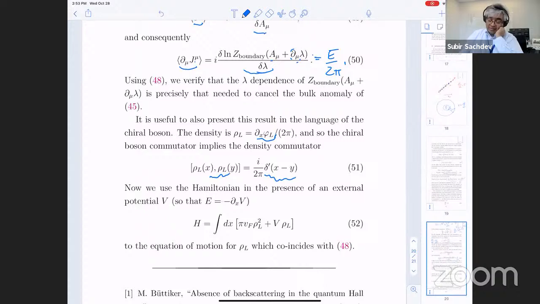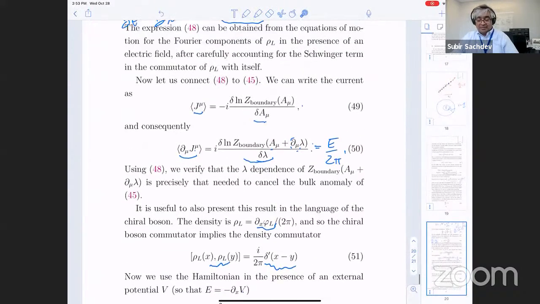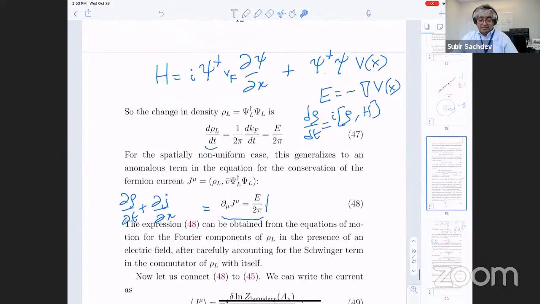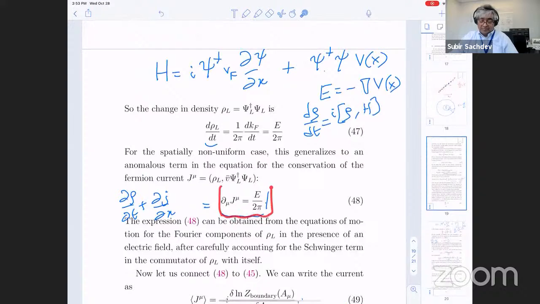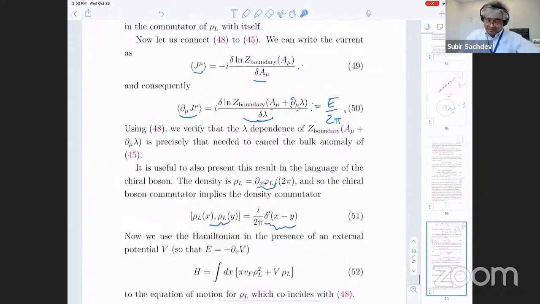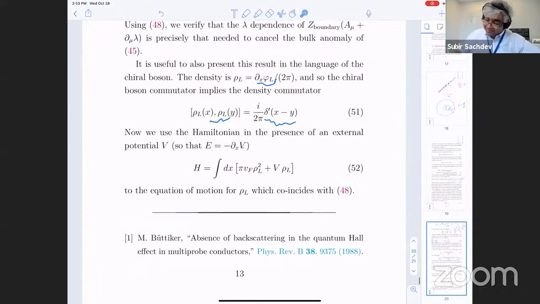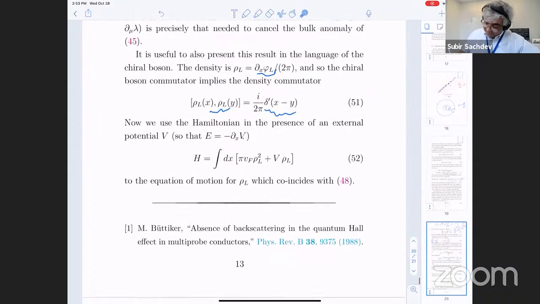And now our Hamiltonian in the presence of a potential V is the usual Hamiltonian that was there before, plus this V times rho. And now you just compute the commutator of rho with H, and within just one line, you'll immediately get this equation here. Wait, I can even do it for you. Let me do it for you since I have a minute.